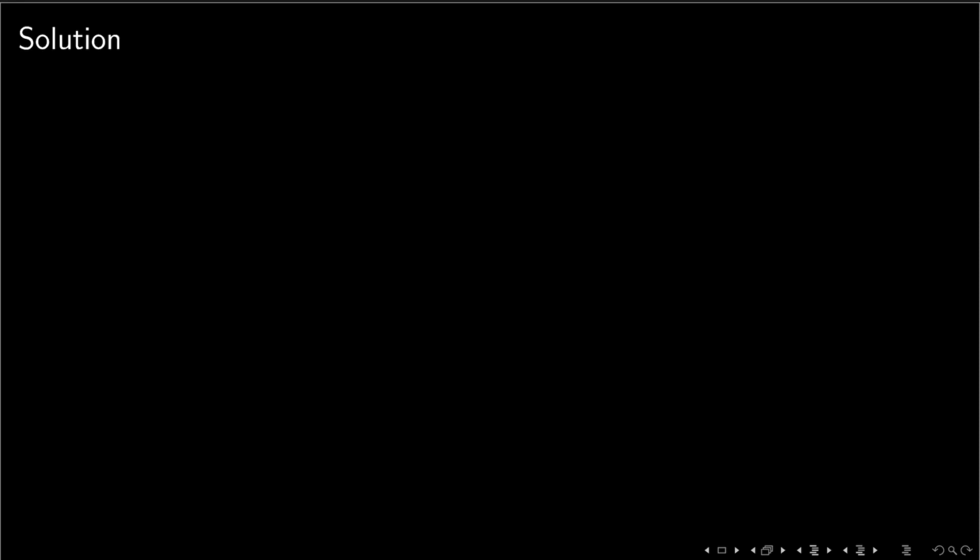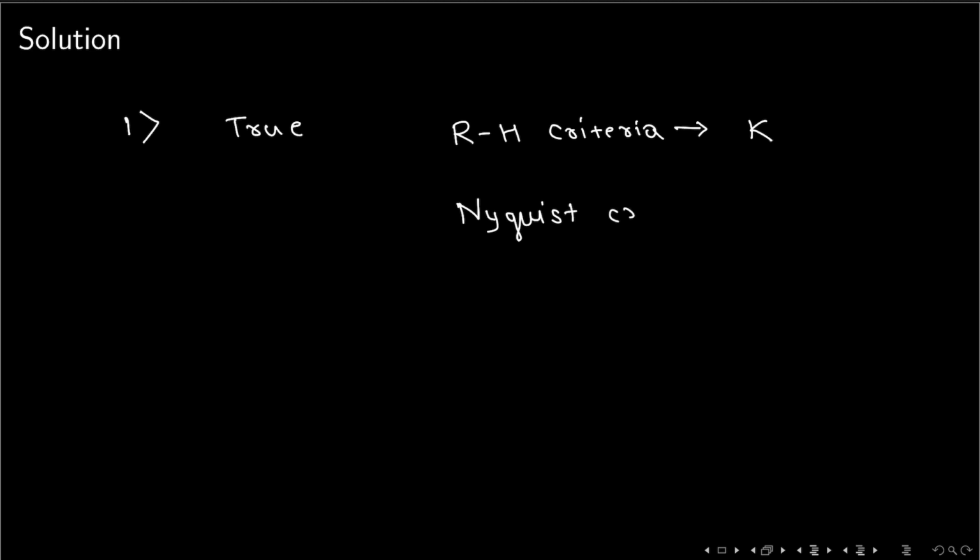The first statement is both the criteria provide information relative to the stable gain range of the system, and this statement is true. RH criteria give us the value of k for which the system is stable. Also, the Nyquist criteria can be used to find the value of k for which the system is stable.